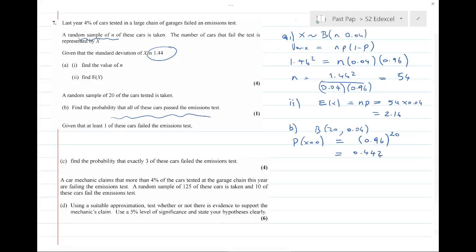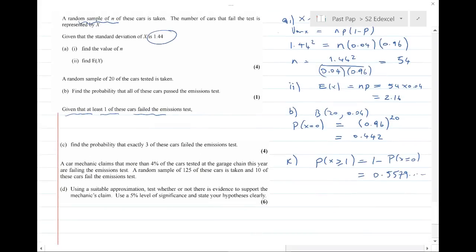Now then there's a conditional probability question. It says given that at least one of these cars fails. So let's work that out. Find the probability that at least one car fails. So that's the probability that x is greater than or equal to 1, which is equal to 1 minus the probability of x equals 0, and that equals 0.5579. I've actually stored that number on my calculator because we need that for the next part. So that's the probability that at least one fails the admission test.